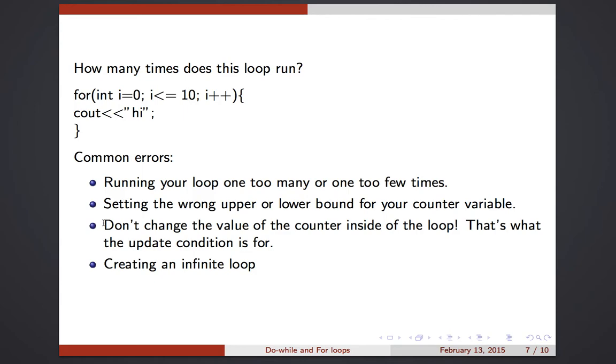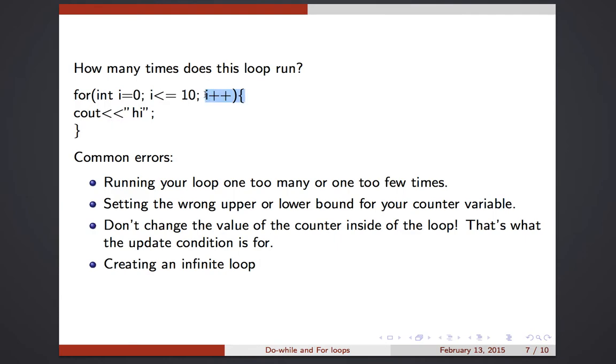Okay, here's something you should never do. Never change the value of the counter inside the loop itself. Changing the value of i or j, or whatever you decide to call this variable, is what the update condition is for. So never change it inside the loop itself. If you want it to change, write it right here.